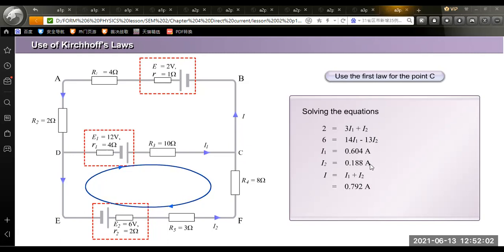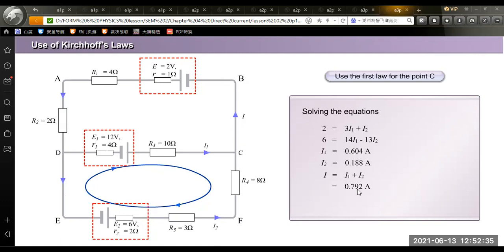All of the currents we get are positive. Positive means the same direction as assumed, so the current flows in this direction. What I assumed is correct. And I2 is positive, that means the current flows in this direction.